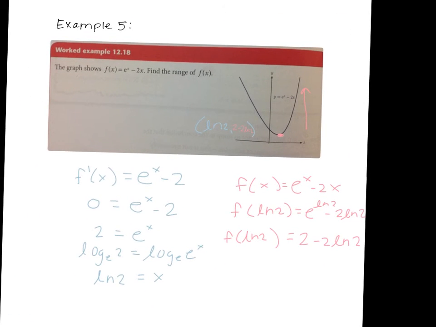Okay, and so we've now found that stationary point, because we're trying to find the range, which means we need to find the minimum. We know the minimum is a stationary point, and so we can find the stationary point by using the first derivative. And once we know the y value, we can say the range is from the lowest y value, which is the y value of that minimum, and above from there. So our range is going to be y is greater than or equal to 2 minus 2 natural log of 2. And if this were a non-calculator question, we would not be able to simplify 2 minus 2 natural log of 2 any further.